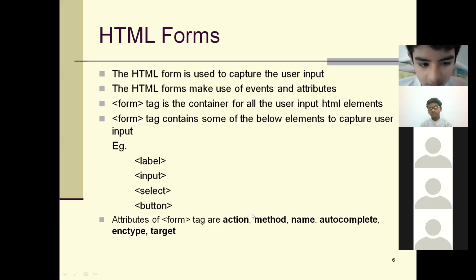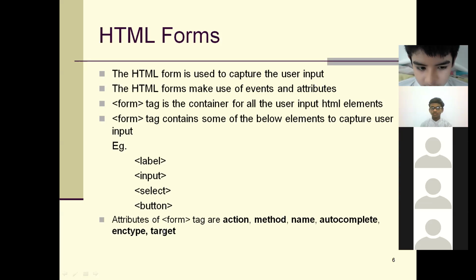Just remember these: action, method, name, autocomplete, encode type, and target. These are some of the attributes. Target, if you want to submit the details and have them appear in the next tab, you can make use of the target attribute, same as the anchor tag.